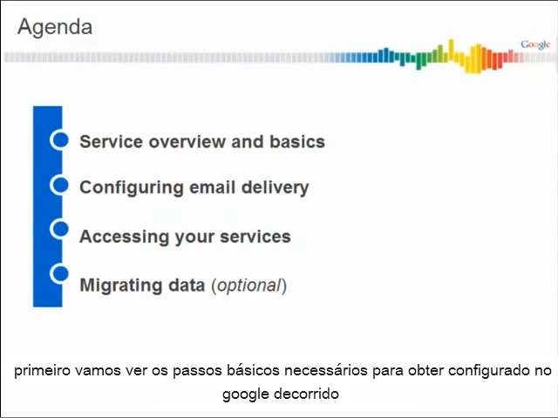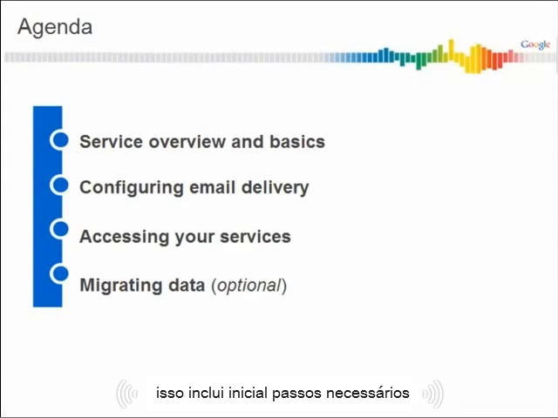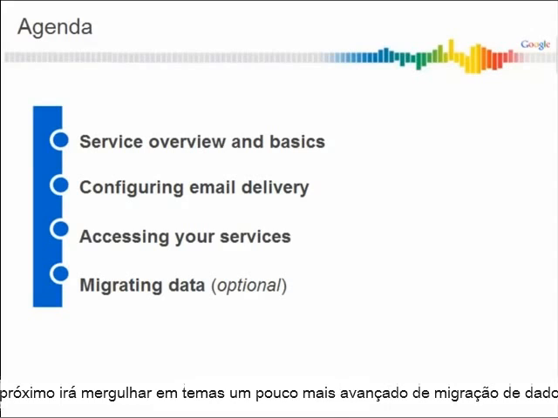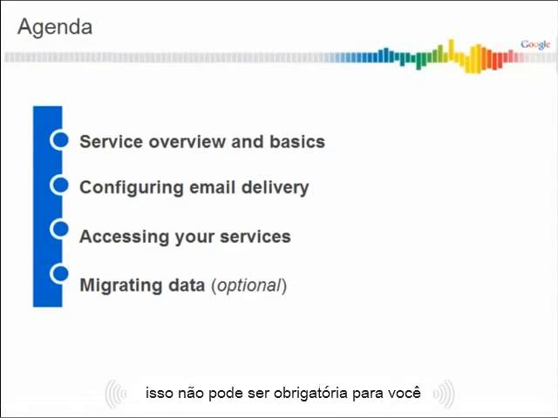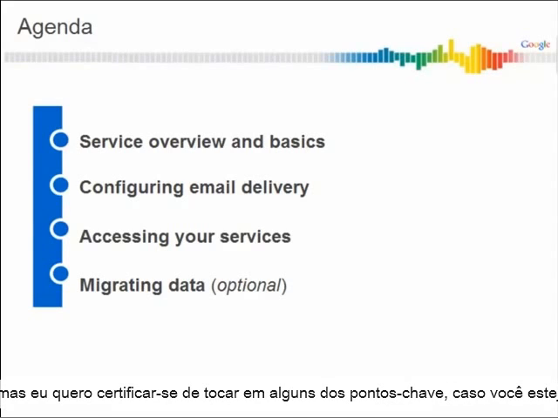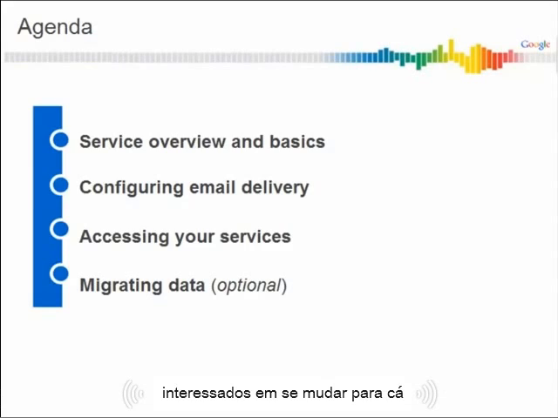We'll discuss setup in two portions. First, we'll go over the basic steps required to get set up on Google Apps. This includes initial required steps, configuring email delivery, and accessing your services. Next, we'll dive into the slightly more advanced topic of data migration. This may not be mandatory for you, but I want to make sure to touch on some of the key points in case you're interested in moving data.